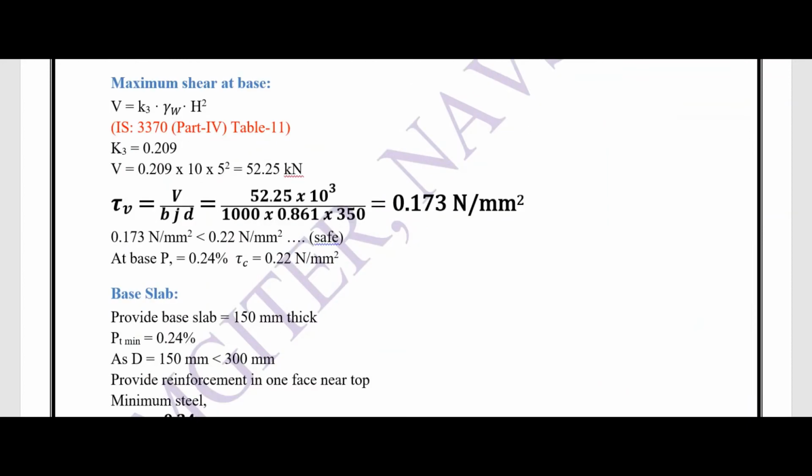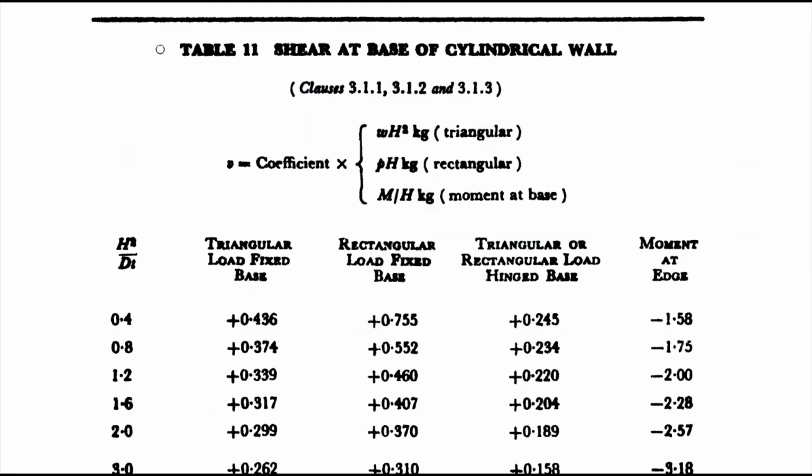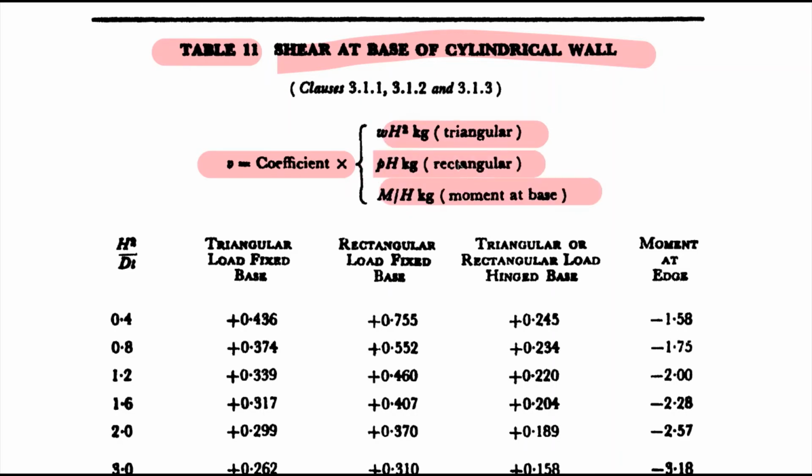Now we have to calculate maximum shear at the base. So we have the equation V is equal to K3 gamma WH. Shear coefficient, we need K3 value from table number 11. Let's see table 11, shear at the base of a cylindrical wall. Shear has a different coefficient, and the equation is different for the triangular and for the rectangular load. Moment at the base has different equations. Triangular load fixed base and triangular rectangular load on the hinge base, and moment at edges.